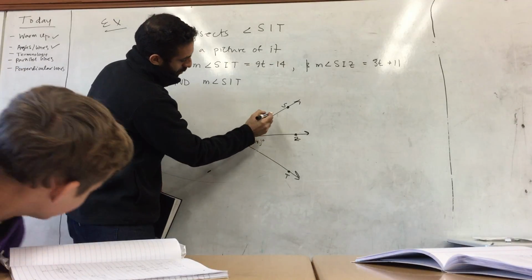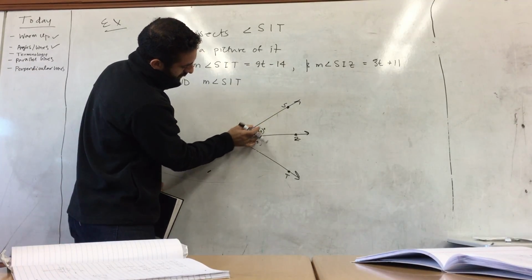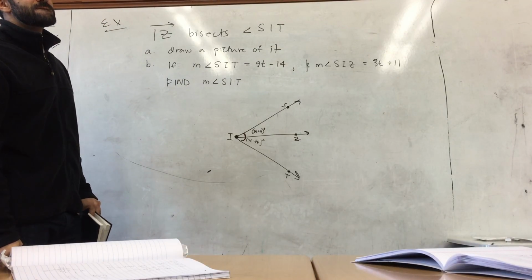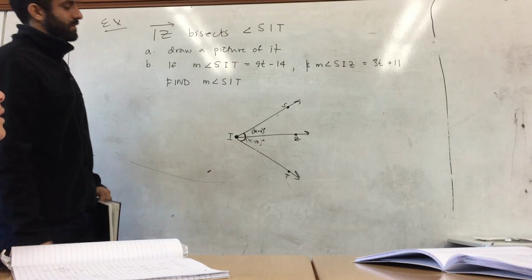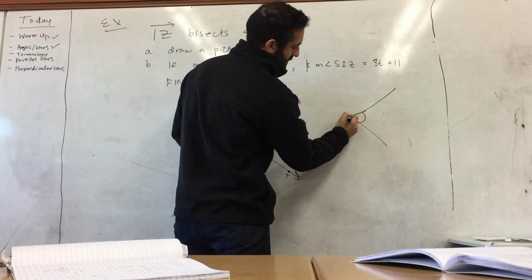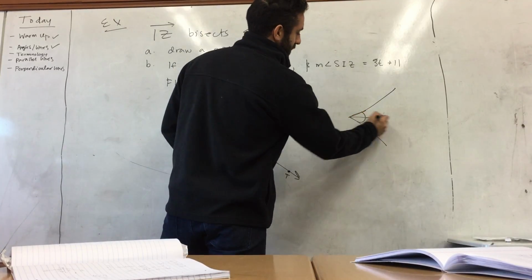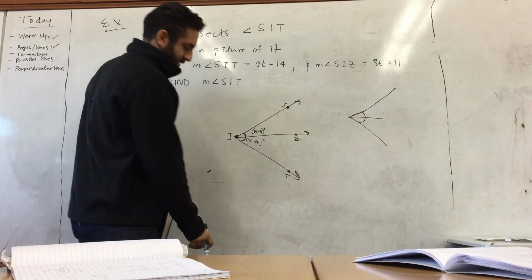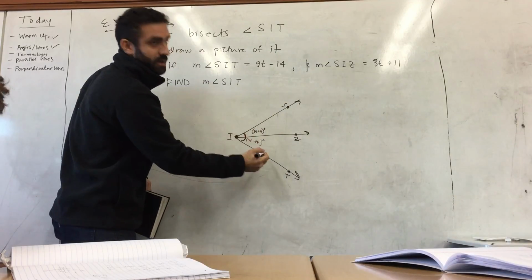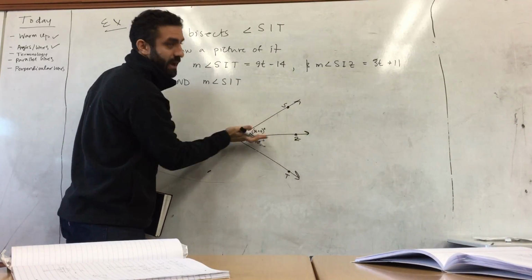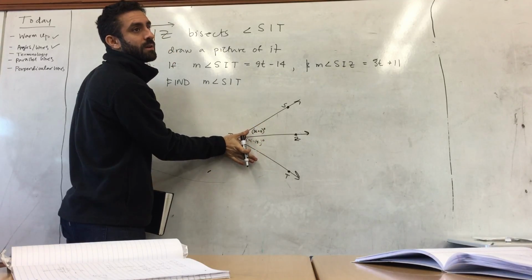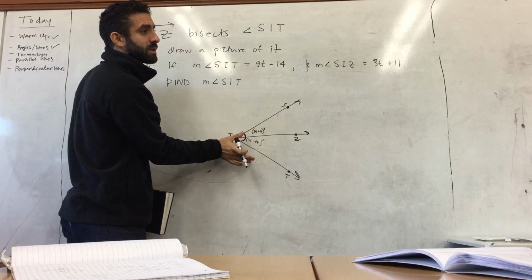What about the relationship between this angle and this big one? This big one is being split in half, right? Since it's being split in half, this one is half the size of this big one. Stay with me here.